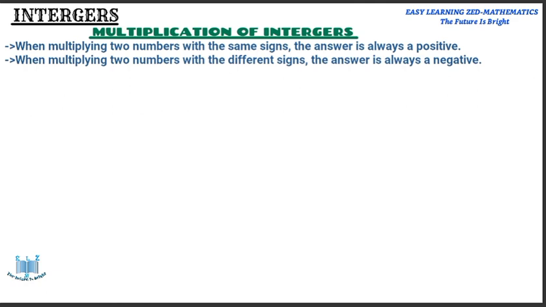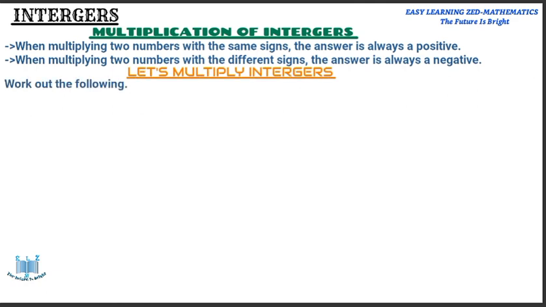Rule number two is when you are multiplying two numbers with different signs, the answer will always be a negative. So when you are multiplying, maybe, a negative by a positive, the answer will always be a negative. Even if the positive number is bigger or smaller, the answer will always be negative. Let me show you how you can apply these rules using these 4 examples.